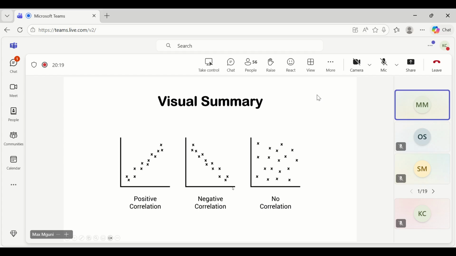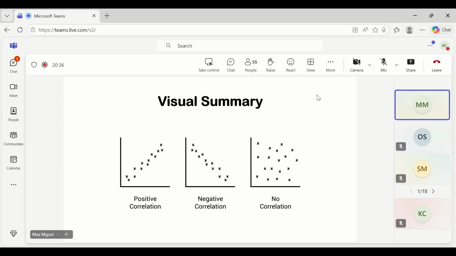Then the no correlation one that I was explaining is that if you have one variable here, the other one can appear there, the other one can appear there. They're all scattered. There's no correlation there. For example, wearing a size 10 shoe does not influence your intelligence.